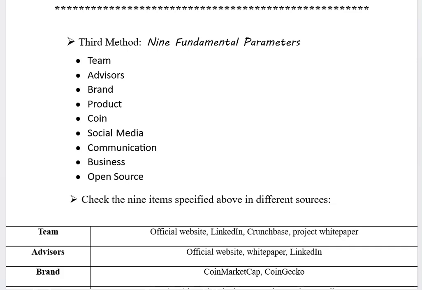The final parameter addresses whether the company has made its codes publicly available for free so that everyone can review and even improve these codes.